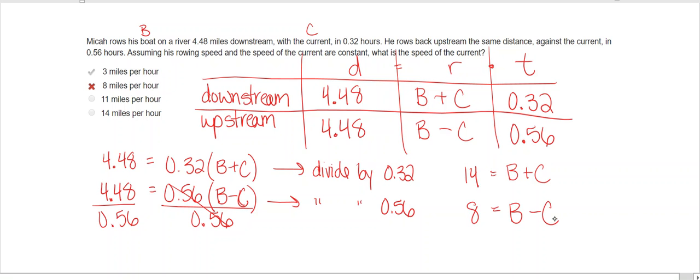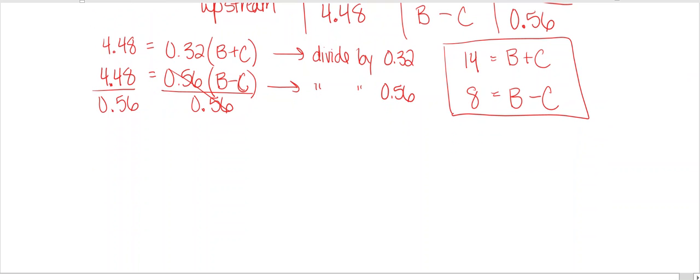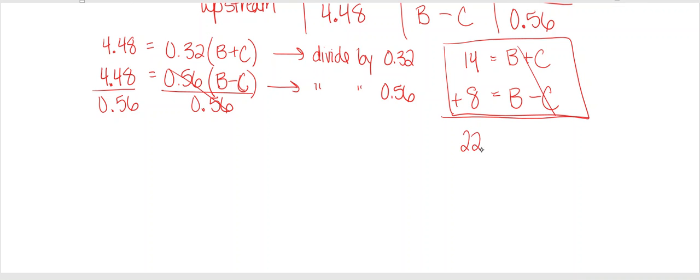When you have a system of equations, which we do here now, remember that you need one of the variables to have opposite signs and the same coefficient. And we have that already with the B and the C. You can see that one is positive and one is negative. So I'm going to add these two equations up. The C's are going to cancel. 14 plus 8 is 22, and B plus B is 2B. Divide both sides by 2, and we get that B equals 11.